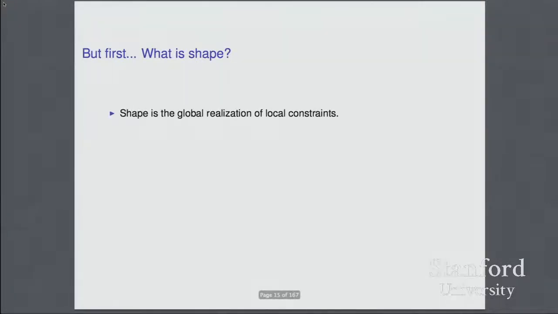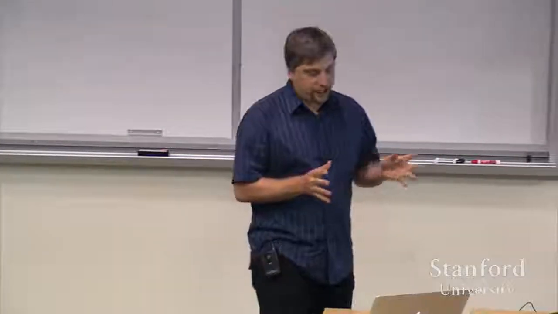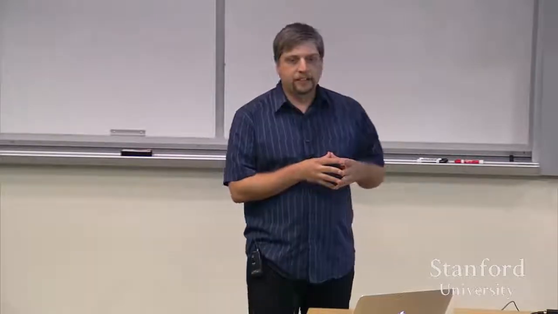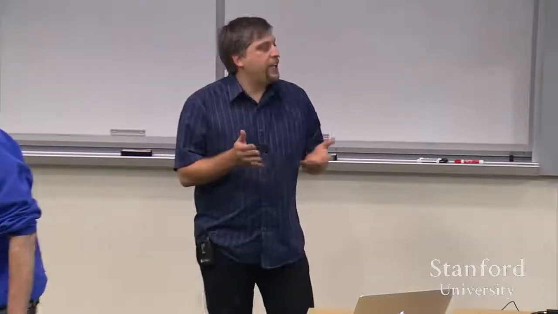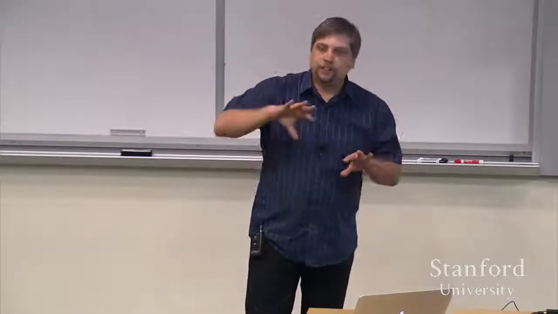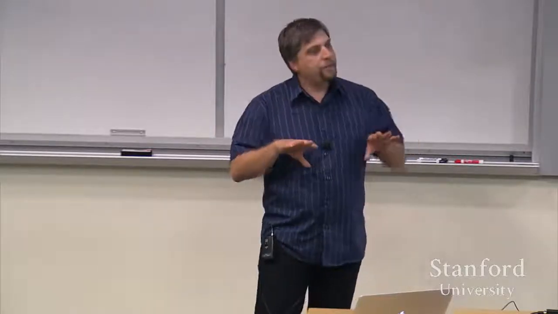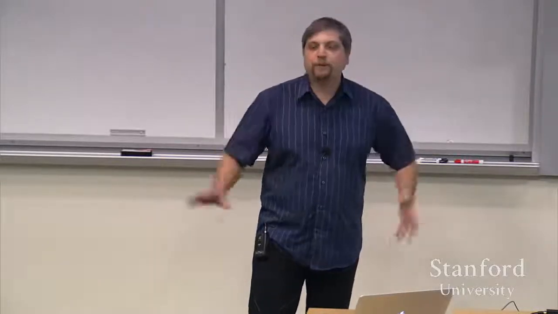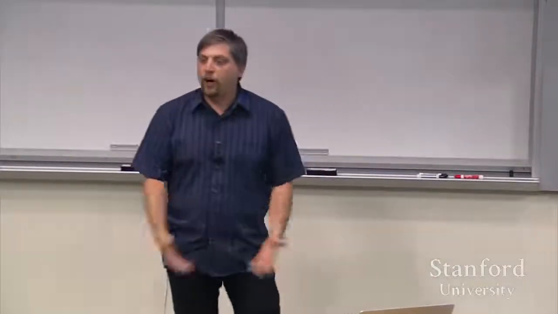Okay, but first, since I've gotten this question before, well, what is shape? Let's just spend a slide describing what shape is. The one sentence that I use to describe shape is that shape is the global realization of local constraints. So locally, in your data, locally in the space you're looking at, there are some constraints over what can happen, right? But those local constraints don't really create shape. Shape is what happens when you take the big picture of all those constraints, right?